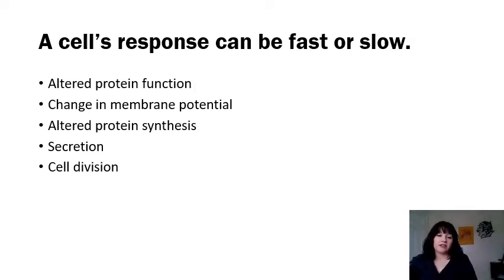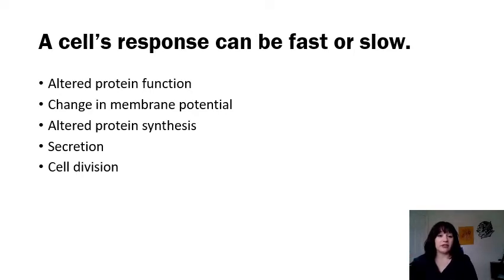Now, the response inside of a cell to a stimulus can be either fast or slow. So let's think about the different types of end effects that you could see. For example, you could have a gene be turned on and a protein be made. You could have an enzyme be turned on or off. You could have a change in the membrane potential of a cell. A cell could be induced to divide or to undergo endocytosis, right?